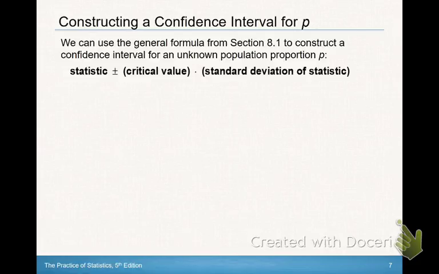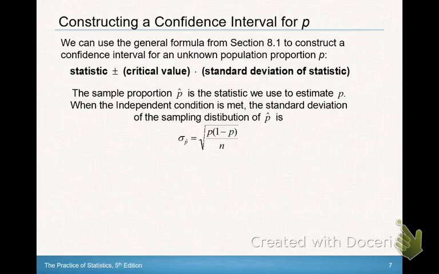Okay, so now we want to take this information and try to actually come up with our confidence interval for p. We can use the general formula that we talked about in section 8.1 to construct a confidence interval for an unknown population proportion p. We take our statistic that we know, p hat, and we add and subtract the critical value times the standard deviation of the statistic. So, you probably say, where are we getting all of this information?